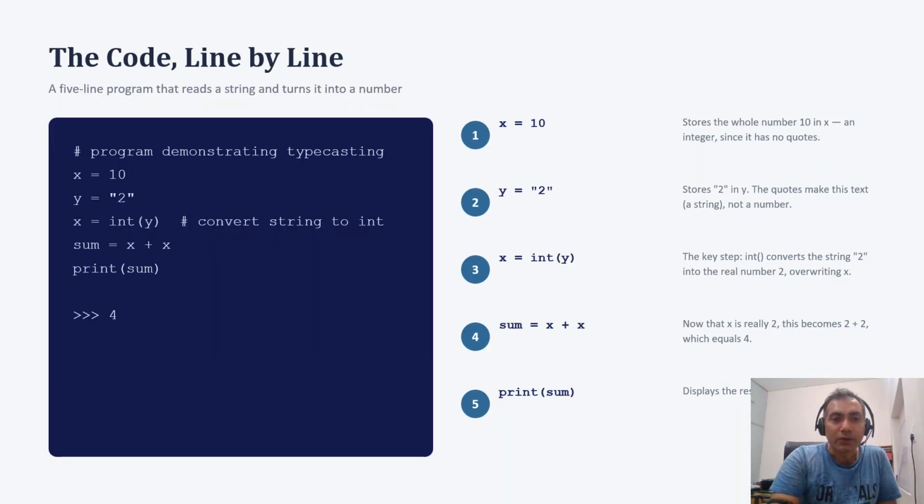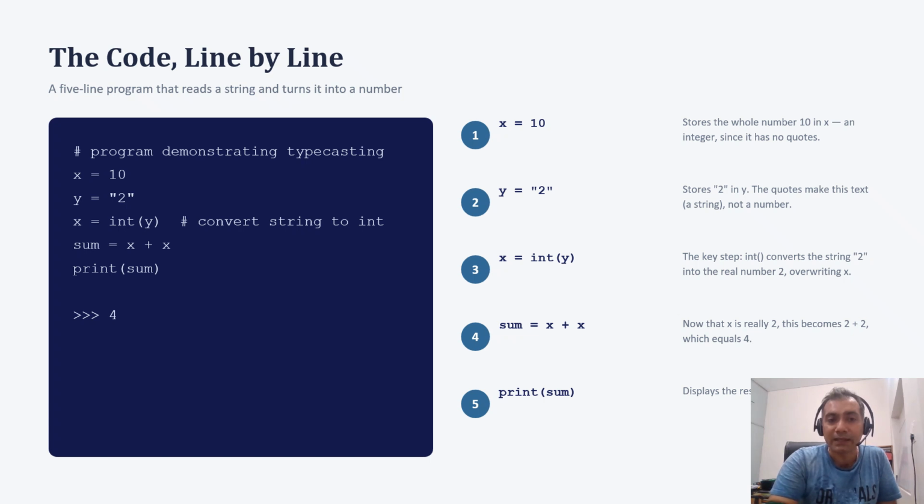This is the code that we are going to execute. You can see on the top, we have written a comment, program demonstrating typecasting. We have taken two integers, x = 10, y = 2. And up over here, you can see we have put 2 into double quotation marks. So that is not a number, that is a string.